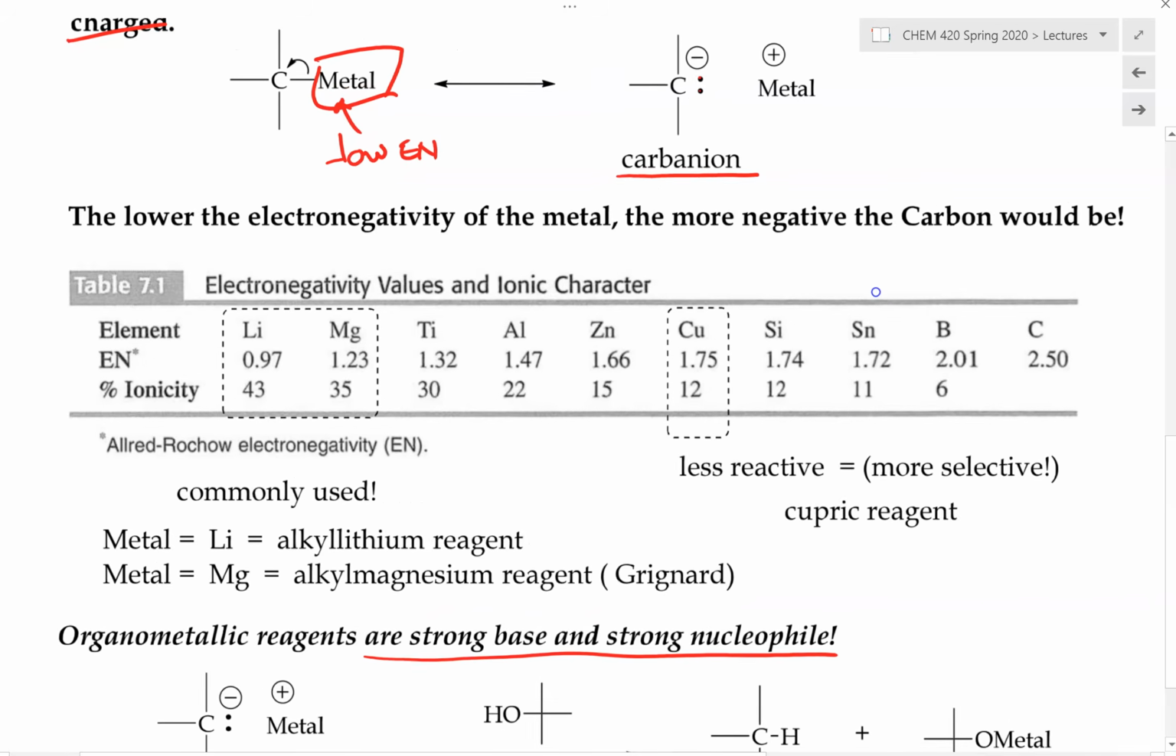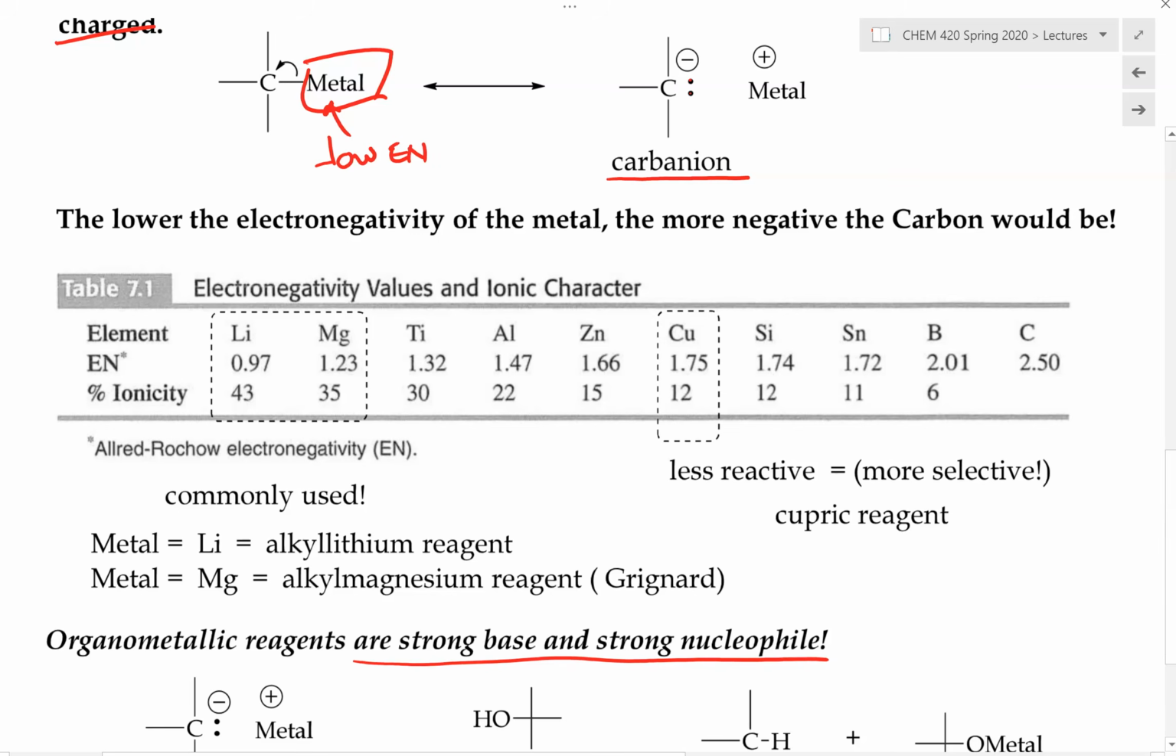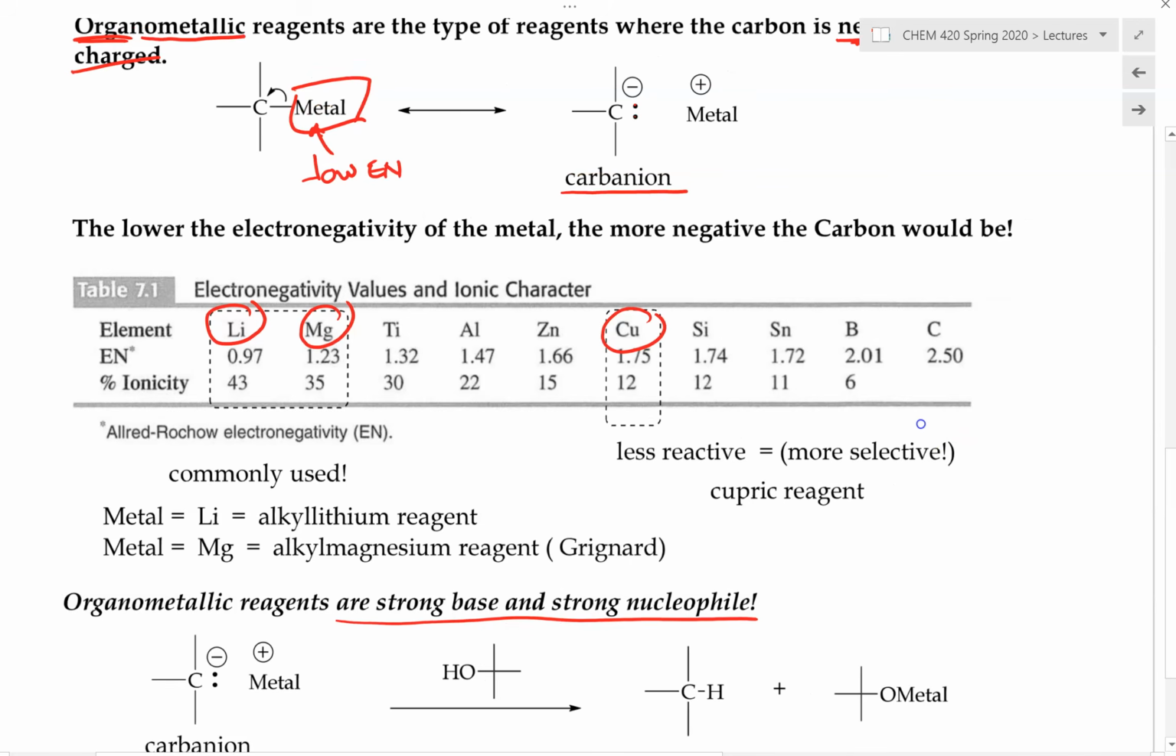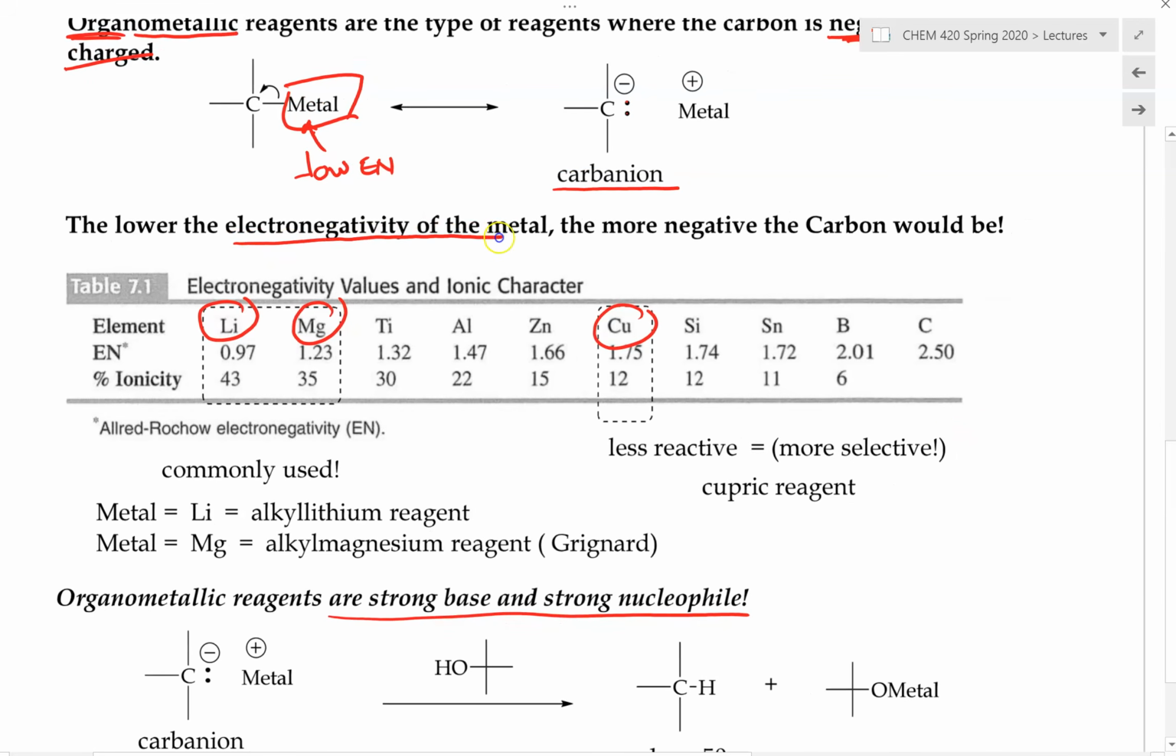So what kind of metal do we have? Here is a list of different metals and elements from the periodic table. Some of the metals that are very common in the case of the organometallic reagent are lithium and magnesium. And we can also have copper as well. The lower the electronegativity of the metal that is bonded to the carbon, the more negative the carbon would be, and therefore the more reactive it would be. And these are the electronegativities of some of these metals.